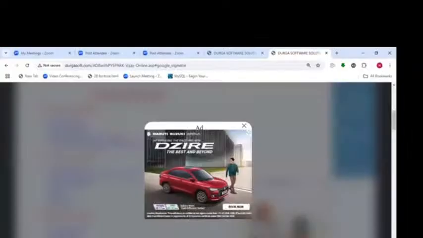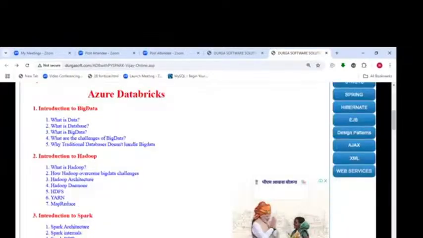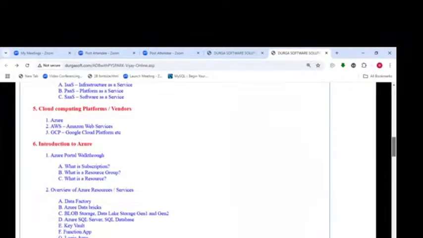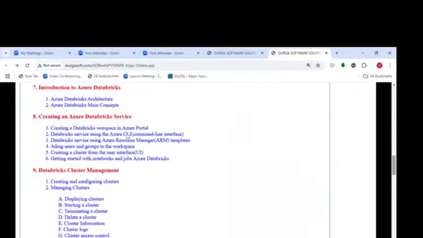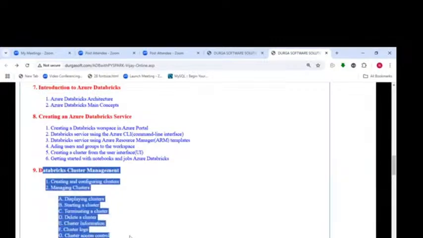So here, if you observe, creating a Databricks workspace, adding users and groups to the workspace, creating a cluster, displaying clusters, managing a cluster, starting a cluster, terminating a cluster, deleting a cluster, cluster information, cluster logs, cluster access control. Everything about cluster management.